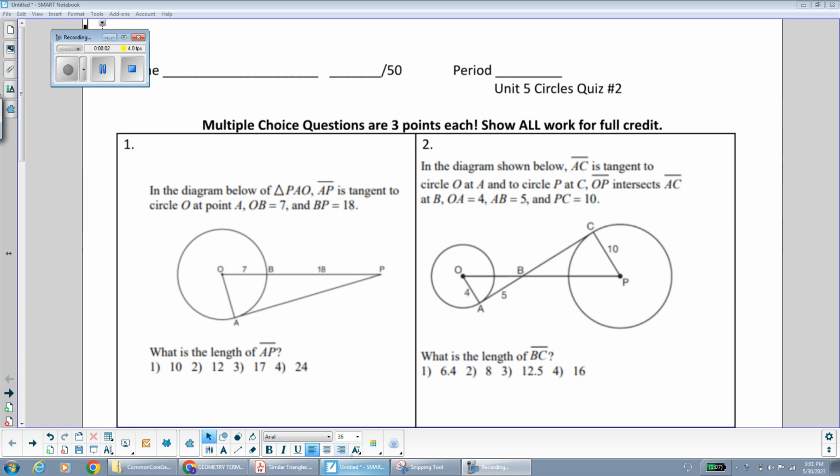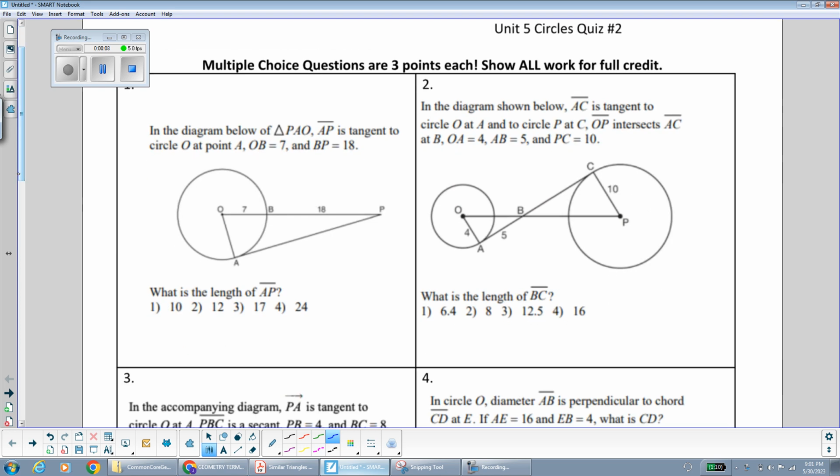In this video, we're going to go over circle quiz number 2. So in the first question over here, we have a radius and a tangent to the circle that are intersecting. And we know that when a radius and a tangent to the circle intersect, they are perpendicular, meaning that they form a 90-degree angle. So what we have here is a right triangle.